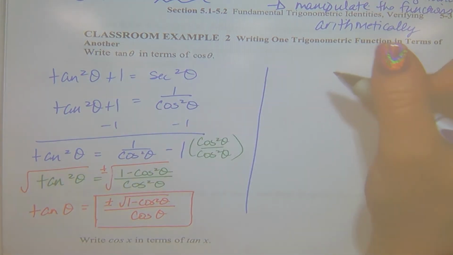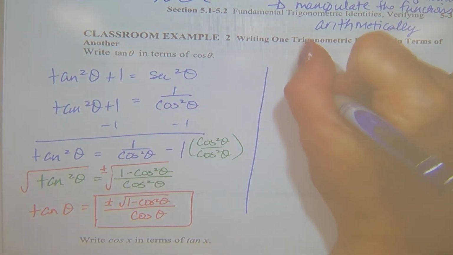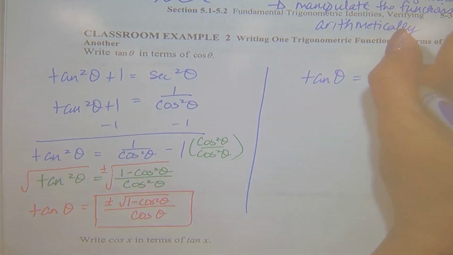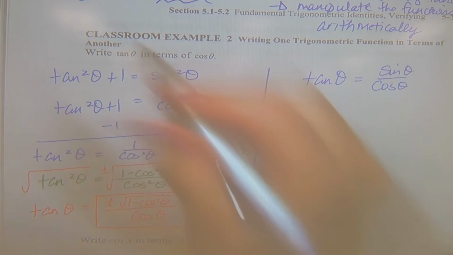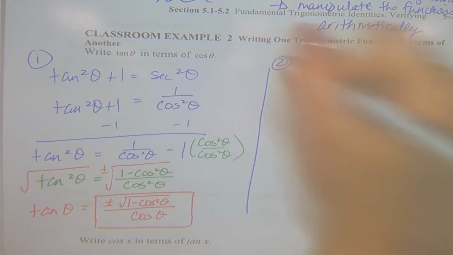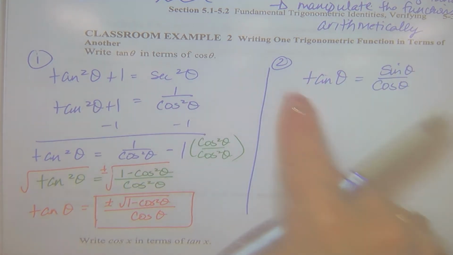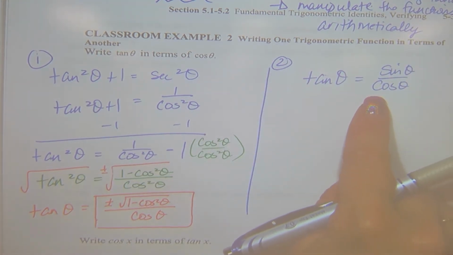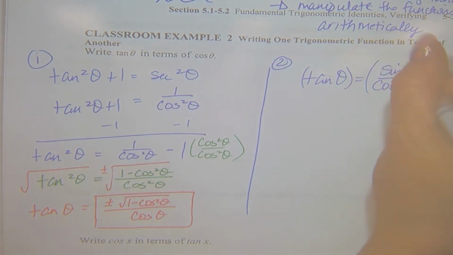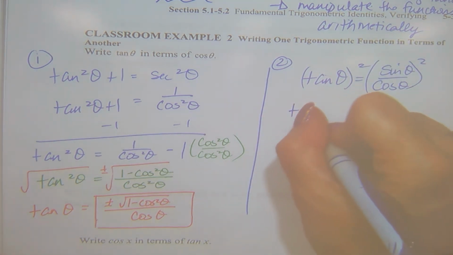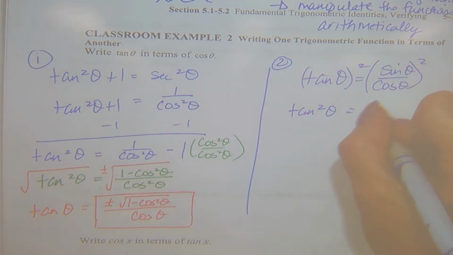Okay, another way to approach this. I could have started with the fact that tangent theta is equal to sine theta over cosine theta. This is approach number 1, this is approach number 2. You don't have to do this both ways. You just have to do it one way or the other. Now, I can't really do anything with this, but I can think about squaring both sides, and that gives me tangent square theta equals sine square theta over cosine square theta.